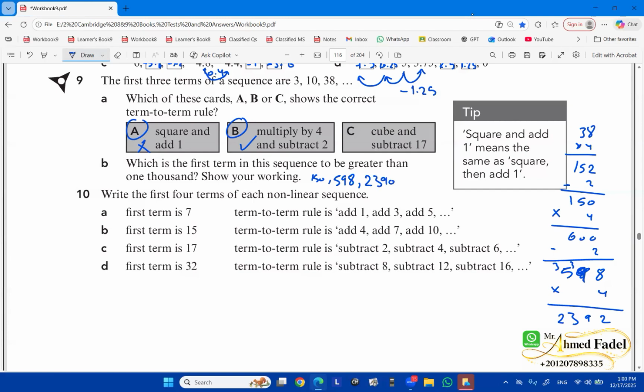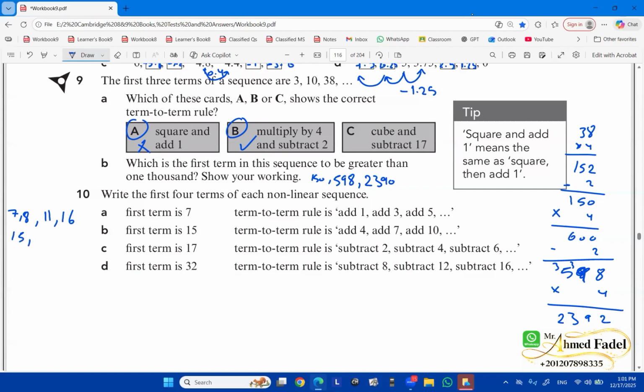Write the first 4 terms of each nonlinear sequence, the first 4 terms. So the first one here, they said to you is 7. So I'm going to write 7 because they want the first 4. Term rule, add 1, then add 3, then add 5. Add 1 becomes 8. Add 3 becomes 11. Add 5 becomes 16.